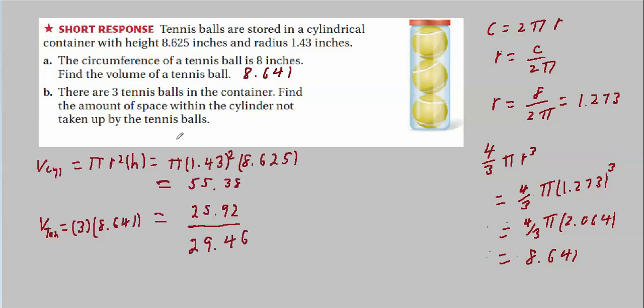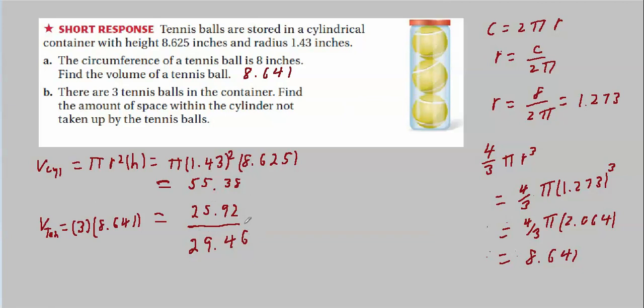So if we just take the formula for the volume of the cylinder, it's the area of the circle times the height. Pi r squared times h, which is 55.38. Now we take our volume for the tennis balls, multiply it by 3, because there are 3 tennis balls, and you get 25.92. So the space left over in this cylinder, the space not occupied by a tennis ball, is 29.46.